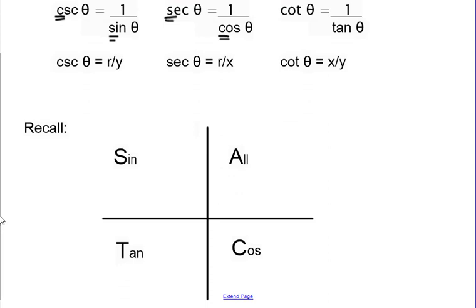And then we have our lovely stripper rule, where in quadrant 1, all of the signs are positive. This also applies to our reciprocal functions. The signs of the reciprocal functions are the same as the primary trigonometric ratios. So all are positive in quadrant 1, sine is positive, and cosecant is also positive. Tangent is positive in quadrant 3, and cotangent is also positive in quadrant 3. Cosine is positive in quadrant 4, and secant is also positive in quadrant 4.